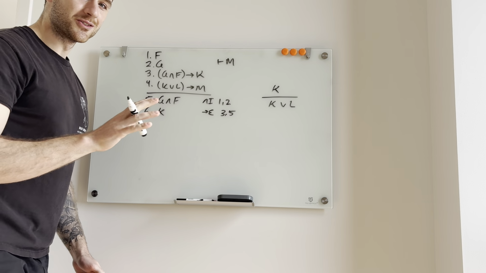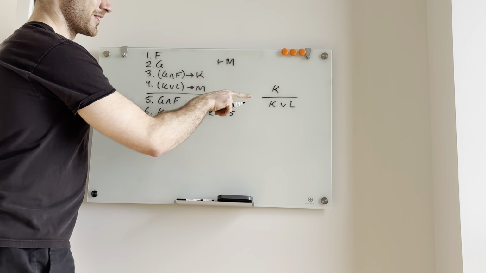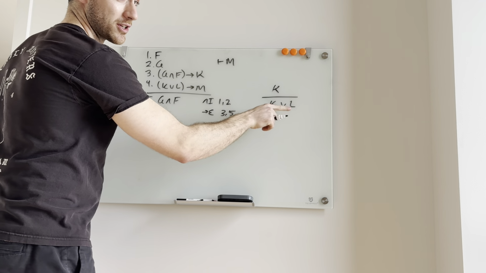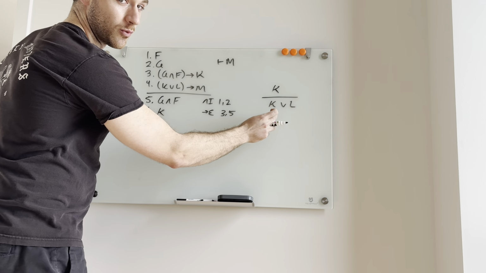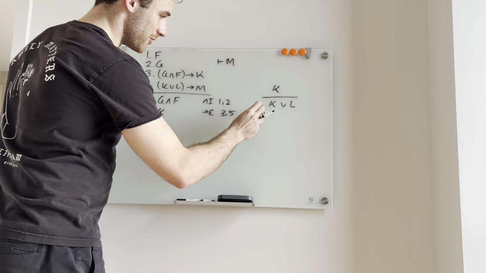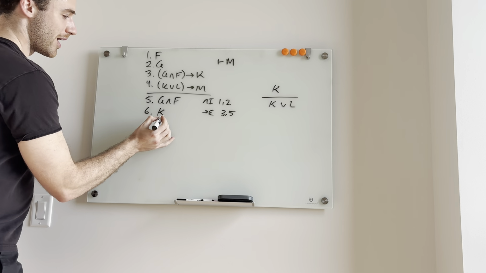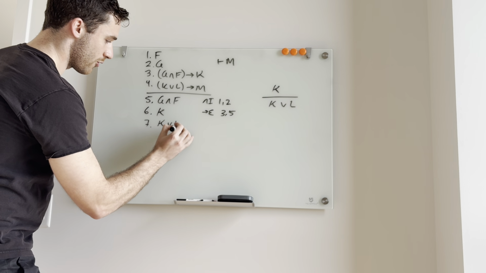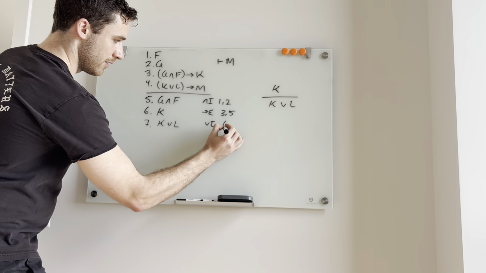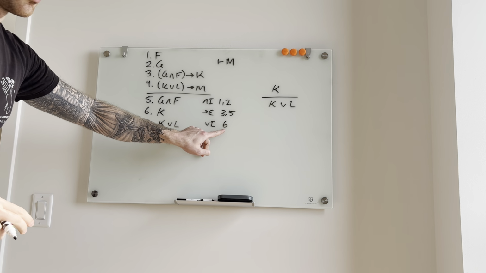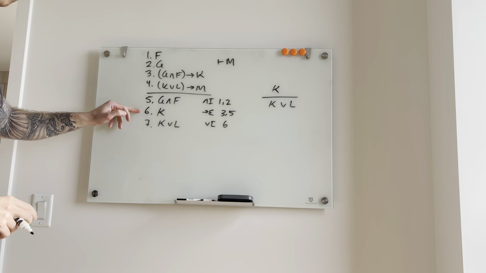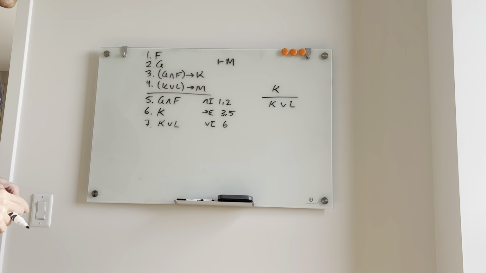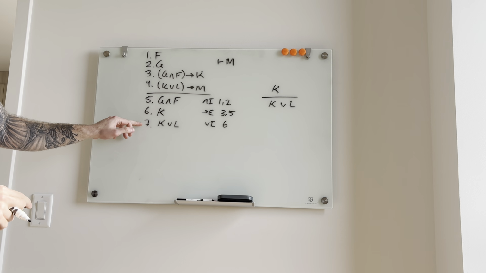If this seems weird, look real quick at your or introduction rule. If you know this sentence is true, this sentence must be true as well because it only needs one of them to be true, right? It only needs K to be true. So I can hit line 6 with an or introduction, K or L. And notice how there's just one line cited here, right? Because I only needed one sentence to come to this conclusion right here. I only needed the sentence K to know that K or L was true.